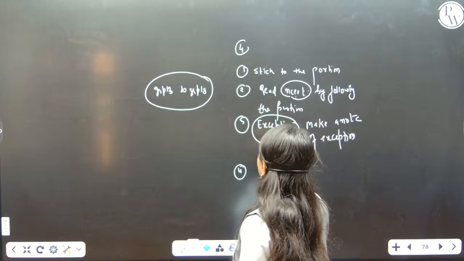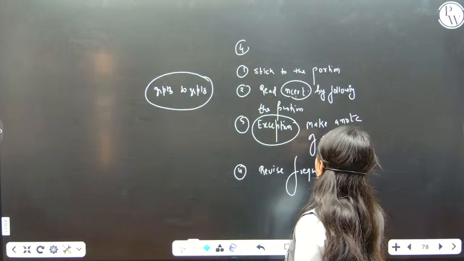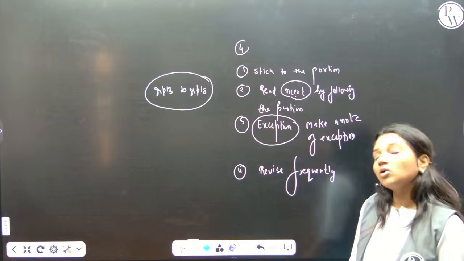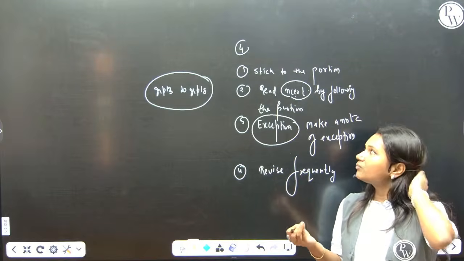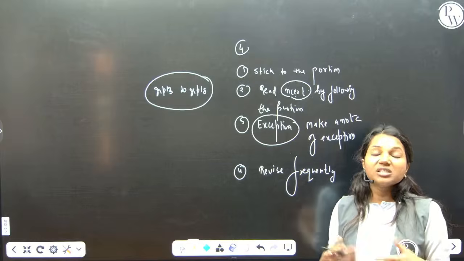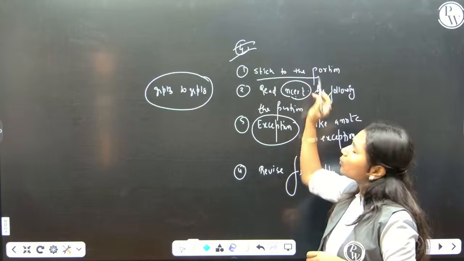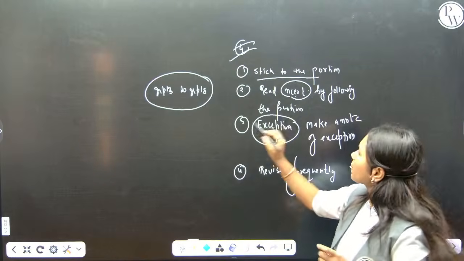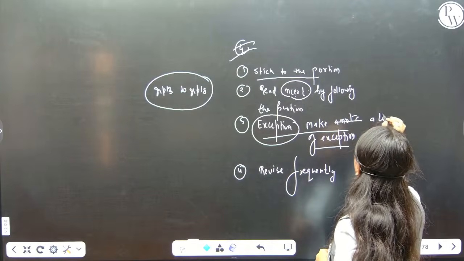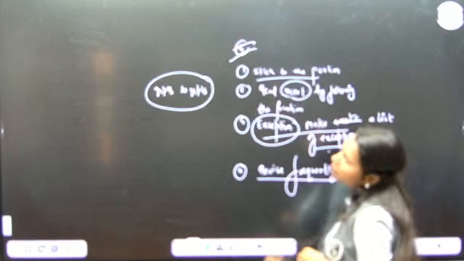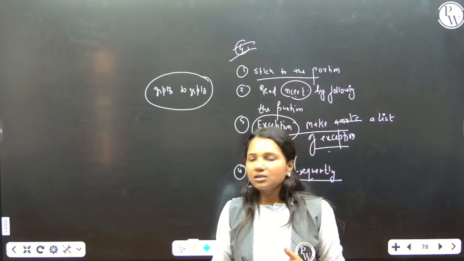And revise frequently, because if you do not revise the p block, you are going to forget the details, the information. So this is an information-based chapter. I would suggest that you revise it frequently. So again, stick to the portion, read NCERT following the portion, make a list of exceptions and revise frequently. Okay, then you will be able to cover this p block.